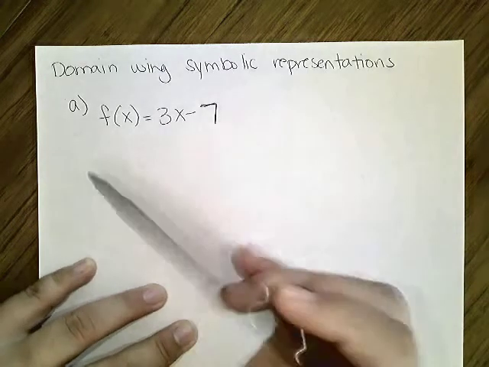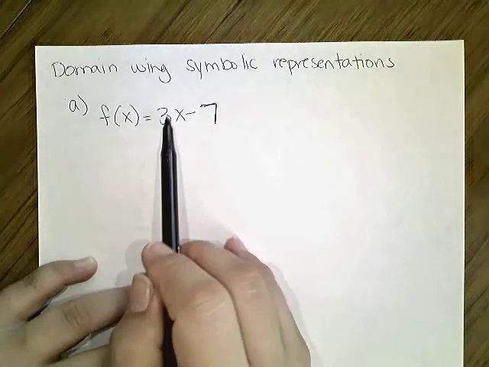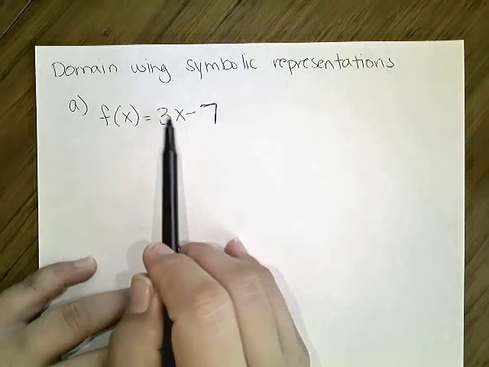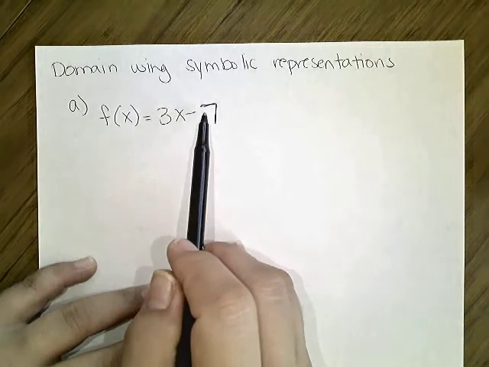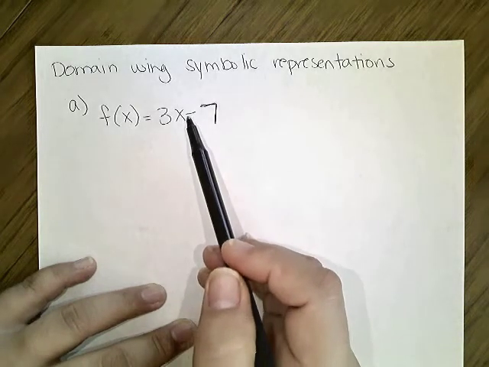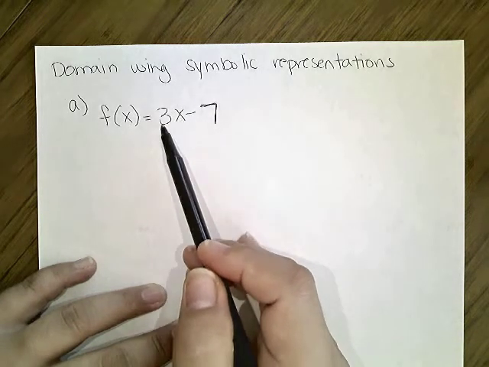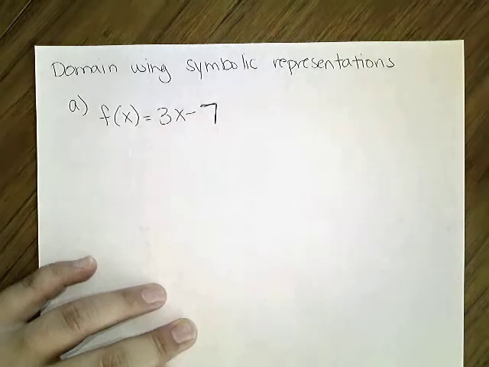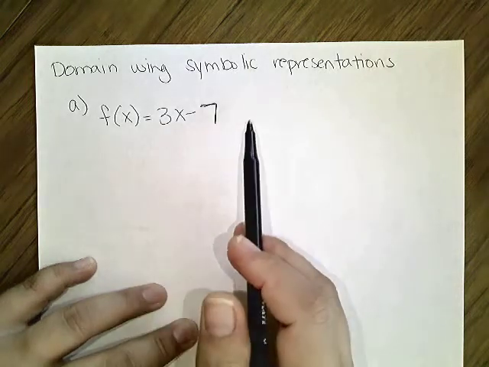So when I look at this, I say, okay, well, can I plug in positive values? Can I plug in 3 and get an answer out? Well, 3 times 3 is 9. 9 minus 7 is 2. So I can plug in 3. Can I plug in a really, really large number? Let's say 1,000. So that's 1,000 times 3, 3,000 minus 7, which is 2,993 or something. So it gives us an output.